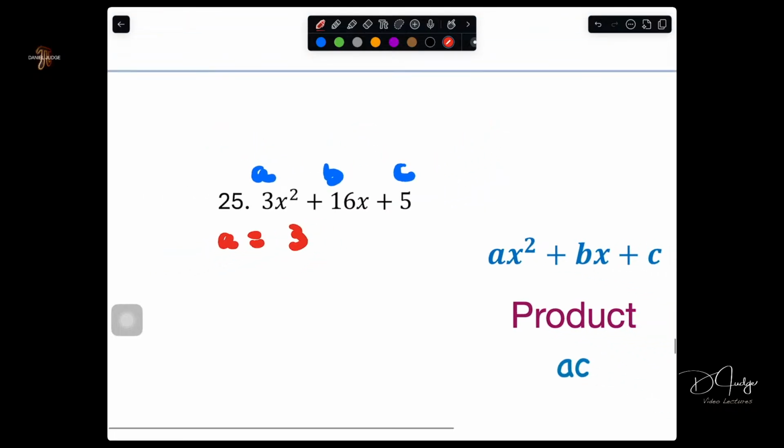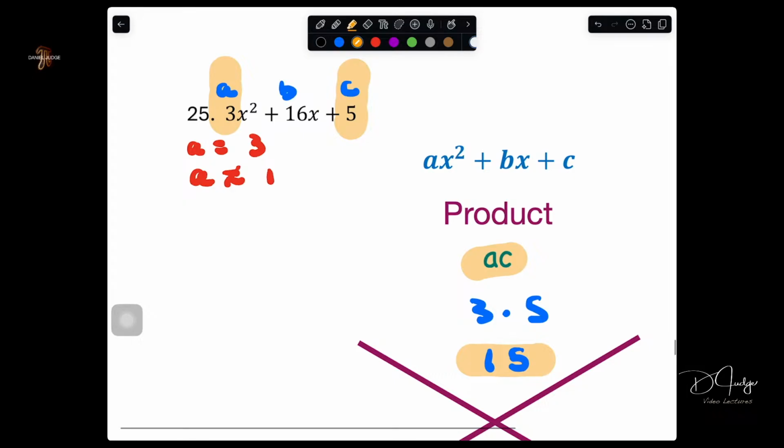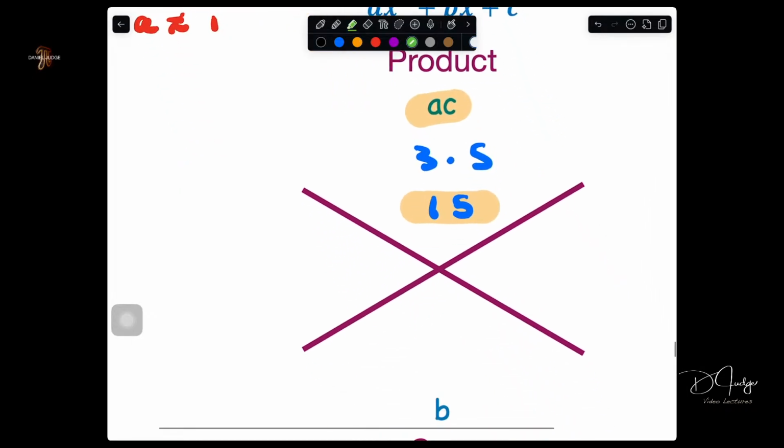A is 3. A is not 1. So 3 times 5 gives you a nice 15. What's your B value? 16? Okay.